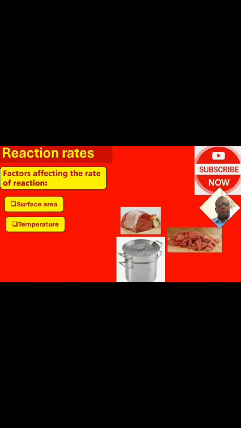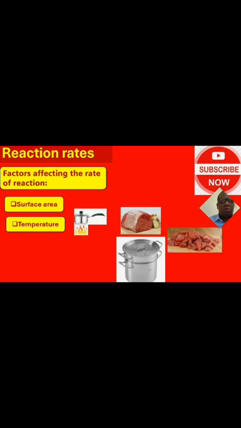Another factor that we might want to look at is temperature. If I am cooking the meat, if I increase the temperature, that's why we increase the temperature when cooking. What happens is, if we increase the temperature, the water particles in the pot will gain more energy, and their chances of colliding with meat particles is greater. The frequency of collisions becomes greater. It is always about collisions, right?